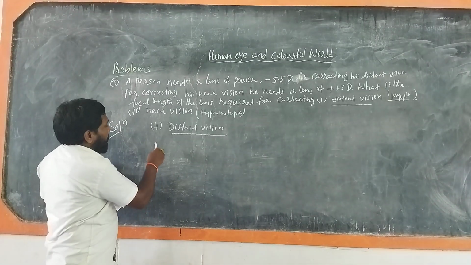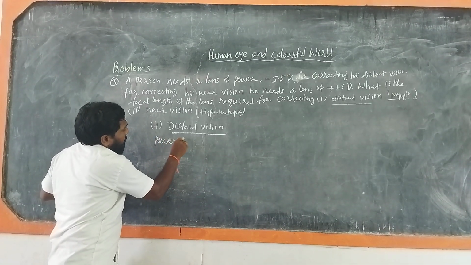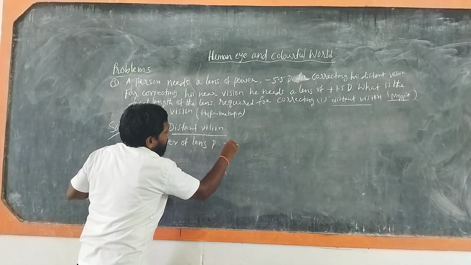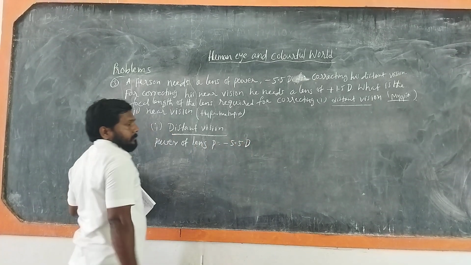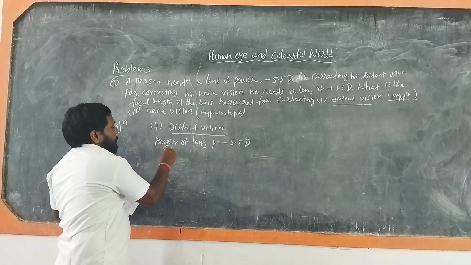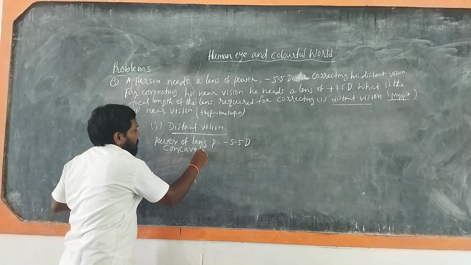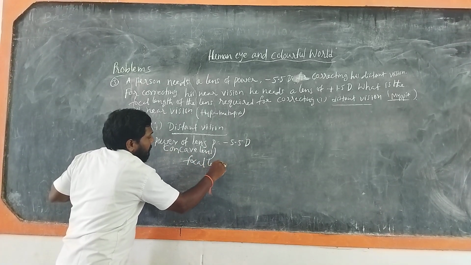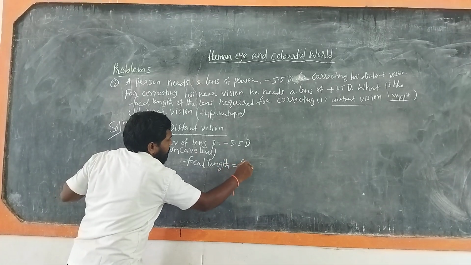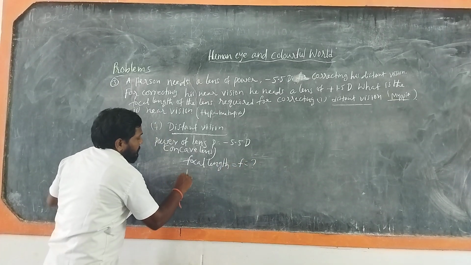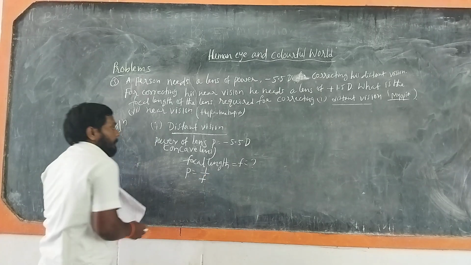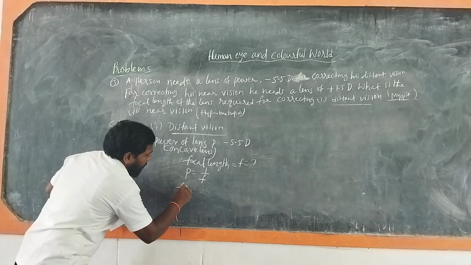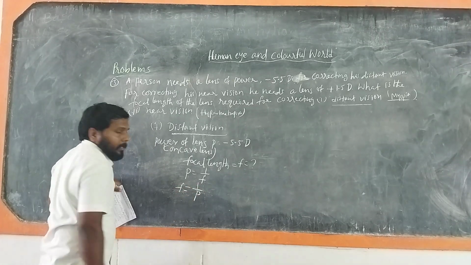Power of lens P is equal to minus 5.5 diopter, so it is a concave lens. Then find the focal length F. We know P is equal to 1 by F, so from that we can write F is equal to 1 by P.